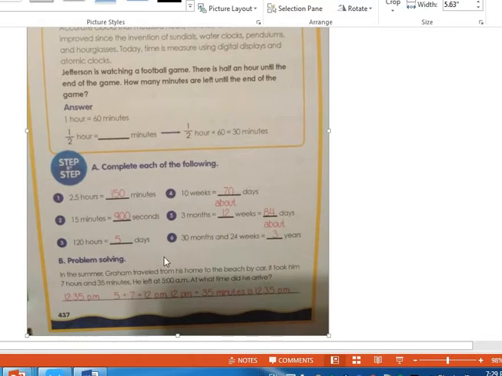Okay, here the same examples. 120 hours, how many days? As I told you, we have solved this.